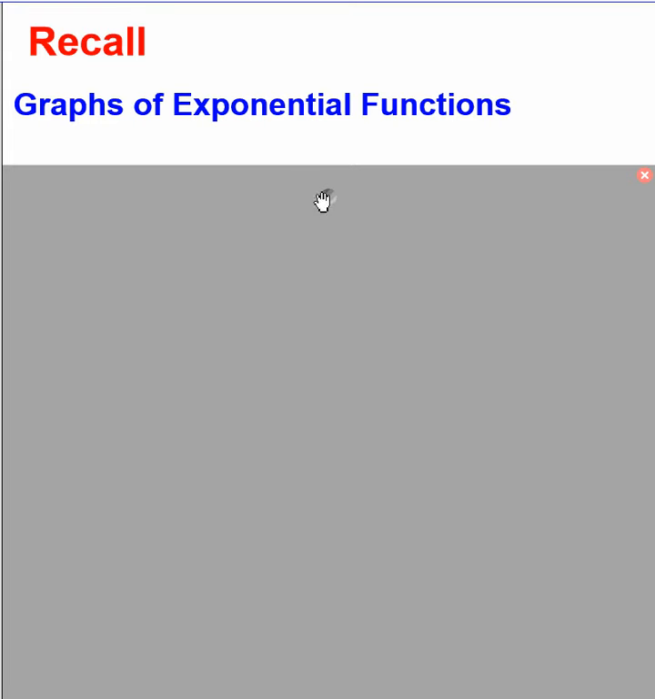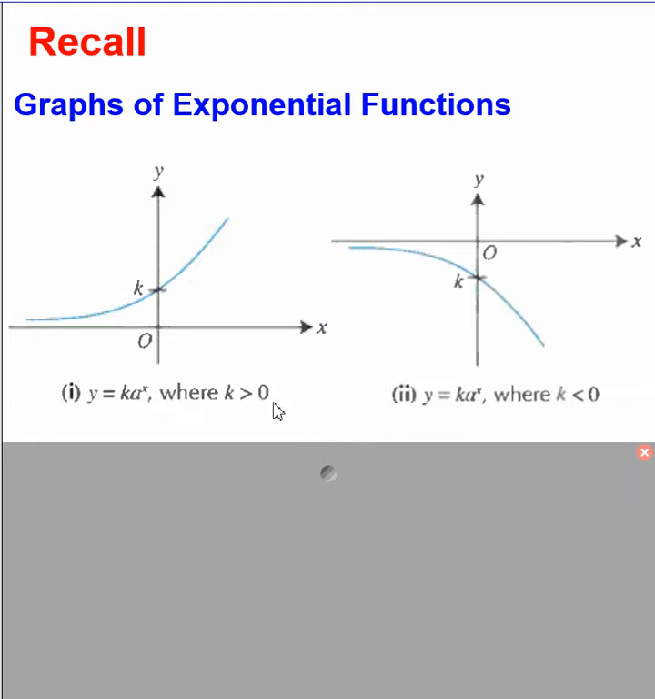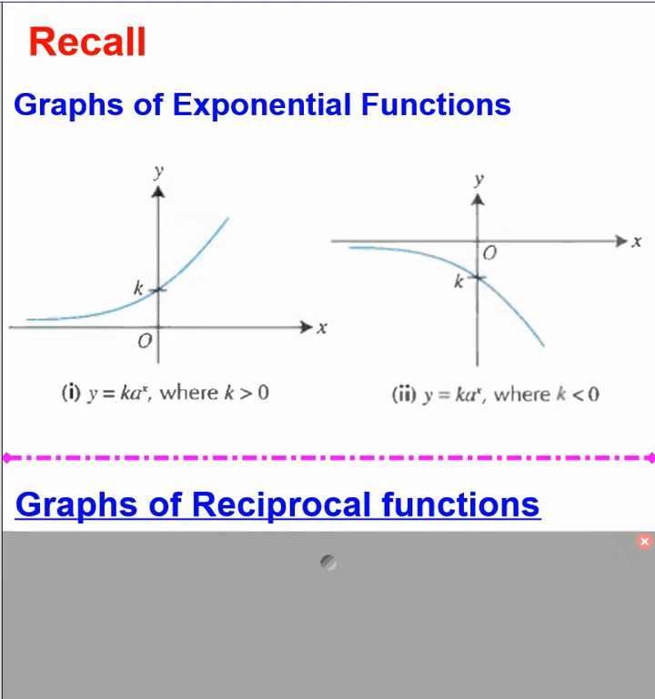Now let's recall a few types of graphs, all those which are mentioned in the syllabus. Graphs of exponential functions are of this type. One is facing upward, the other downward. What is the difference? Exponential equations are of the type k a^x, where k is a coefficient. If the coefficient k is positive, the graph will have this shape. If k is negative, that is k less than 0, then the graph will have this shape. You should be able to recognize it.